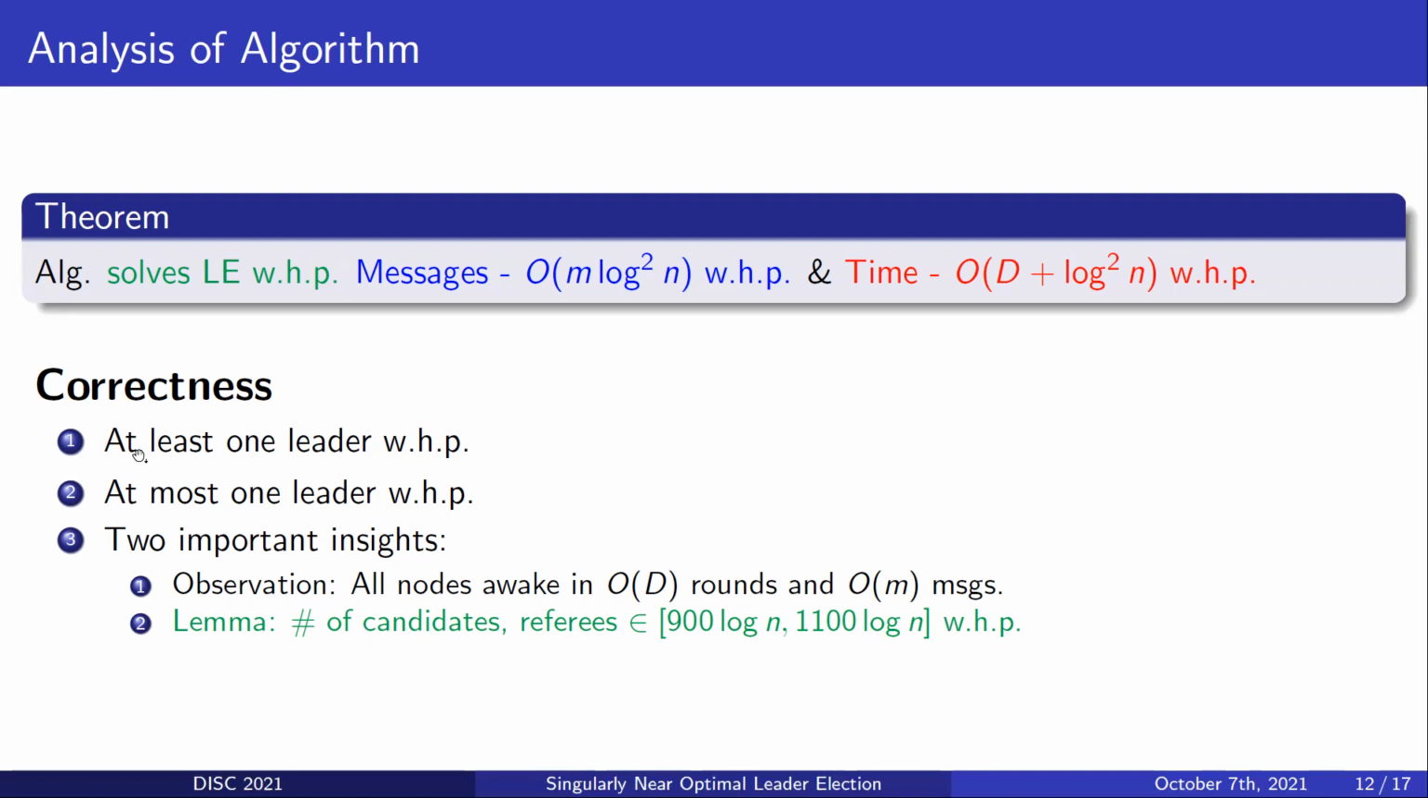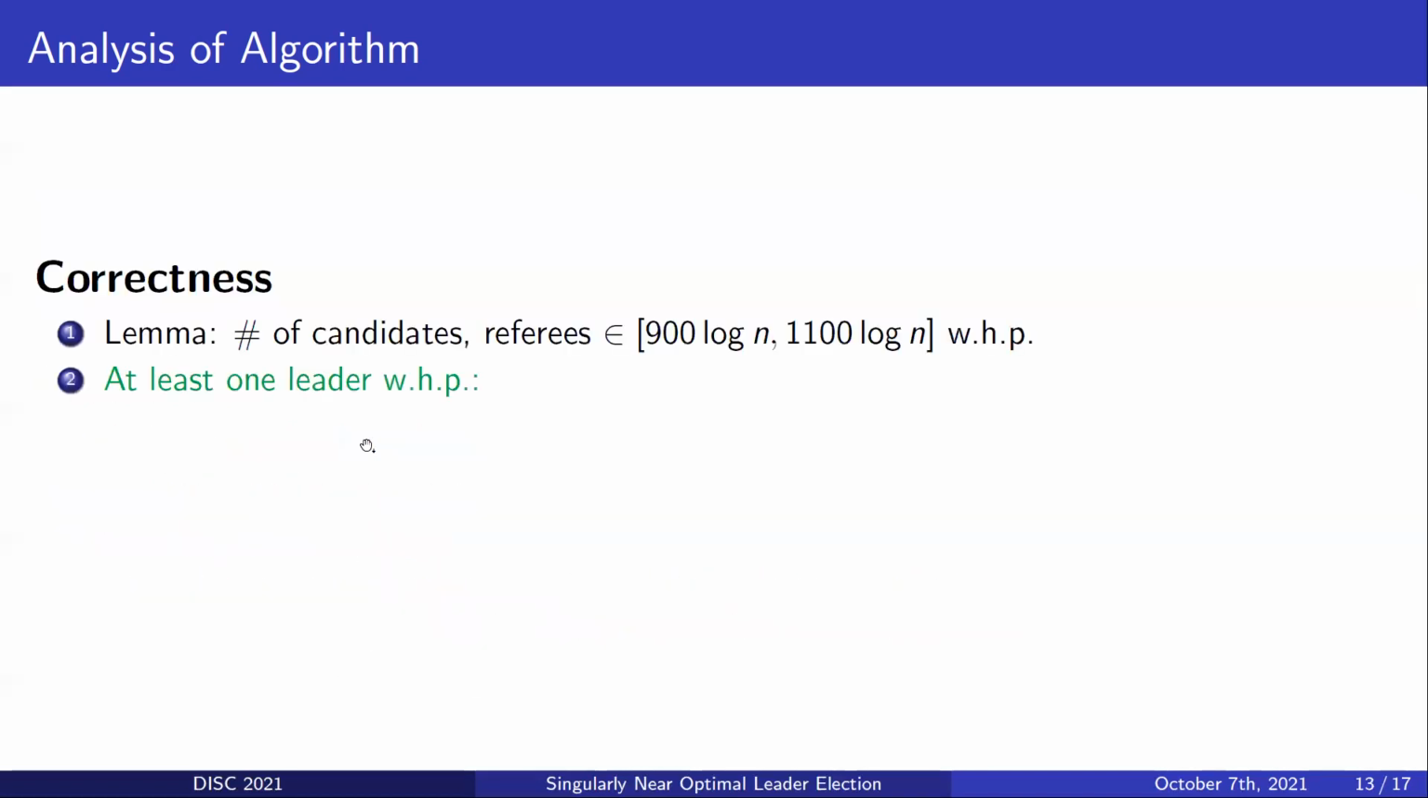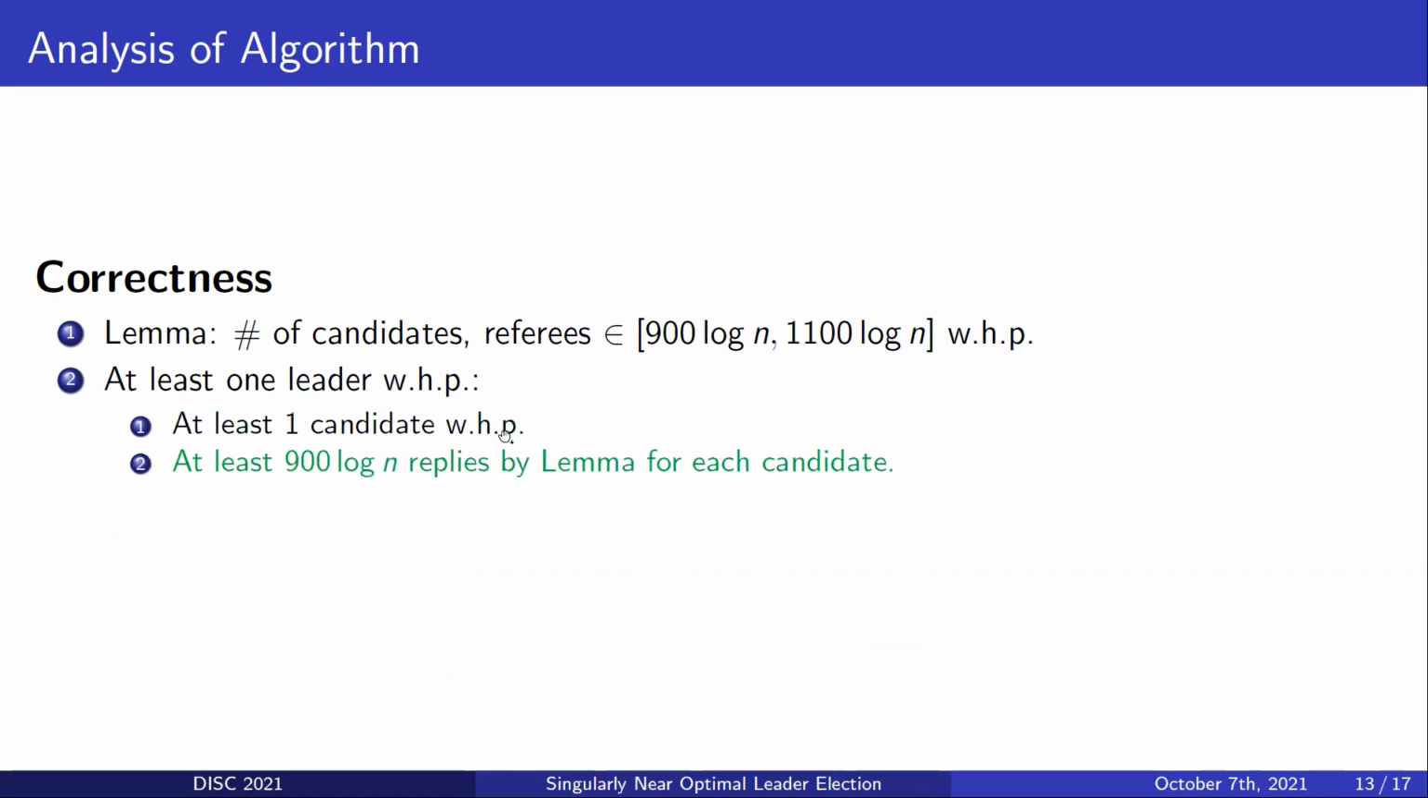So now let's focus on correctness. At least one leader is elected with high probability. How do we show this? Well, we know that at least one candidate exists with high probability. And we know that for any candidate that exists, it's going to receive at least 900 log n replies because of the lemma. Now, from all the candidates, let's consider the candidate C that has the highest rank.